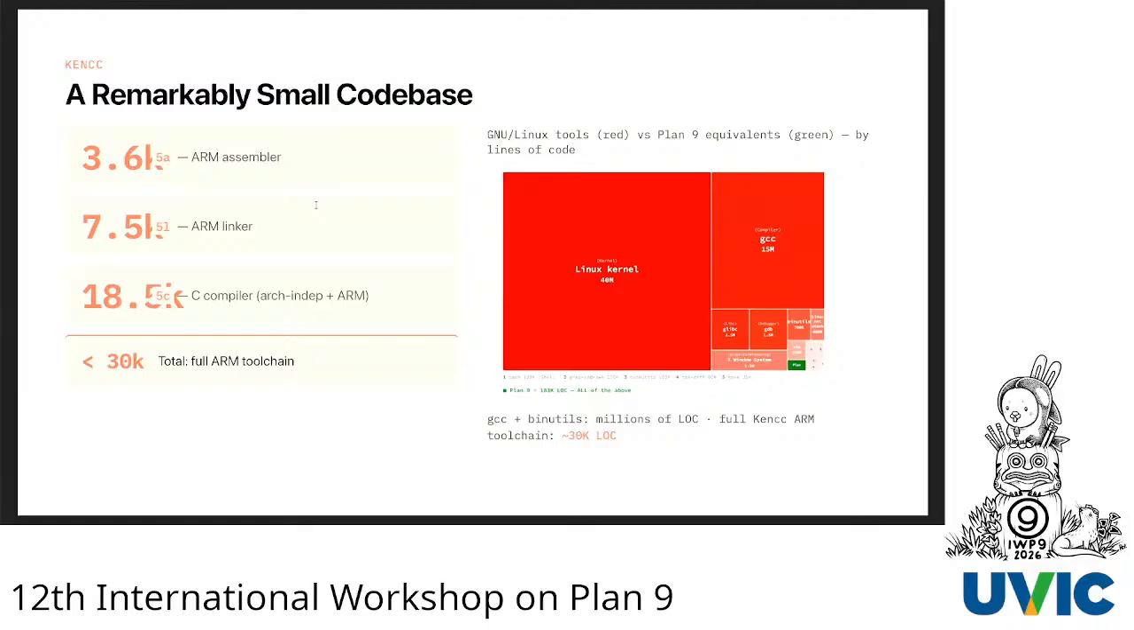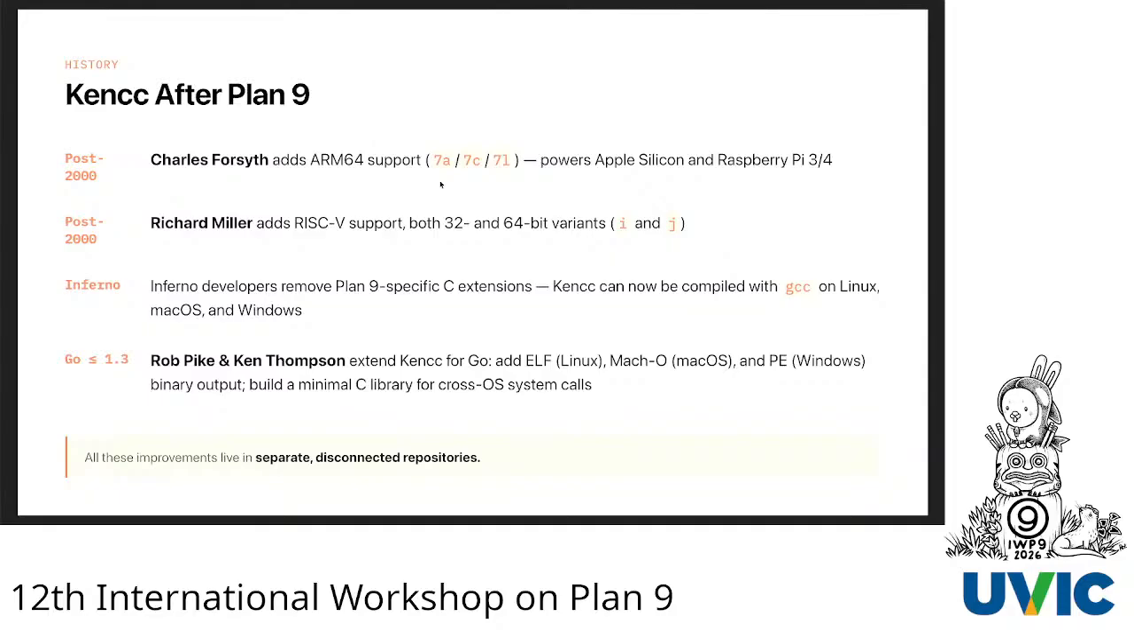Of course, GCC supports many architectures. Actually, Kencc also does. But if you take the core of GCC, it's still far bigger than the Plan 9 toolchain. I remember I looked at one file in binutils for ARM that was already 30,000 lines of code. So one file in binutils was already more than the whole ARM toolchain. Because it's small, Kencc actually had a life after the Plan 9 4th edition, because it was easy to understand and easy to modify.